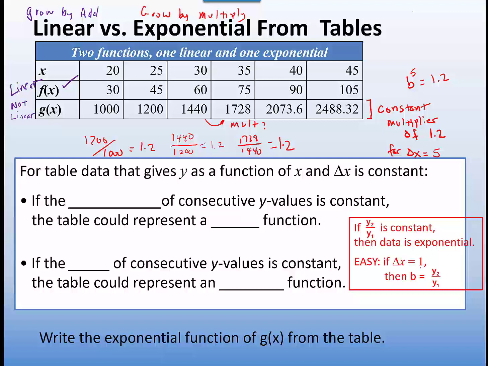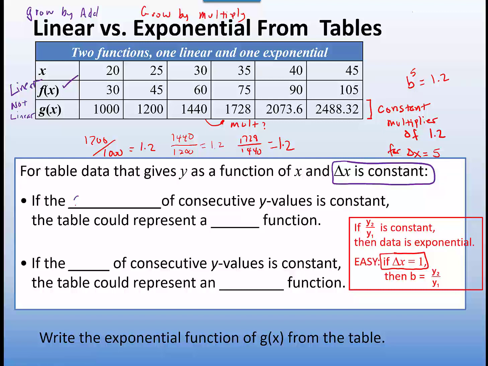Now, down here I put up this little note. It's really easy if delta x is 1, because then you're going to have b really fast. But let's summarize what we just came up with here. So, in a table of x and y's, if you have a constant delta x, so it's counting by the same number, 10, 20, 30, 40, delta x is 10. In this case, 20, 25, 30, 35, it's counting by 5s. If it's 20, 21, 22, 23, it's counting by 1s. So you've got to have the same x increment. And if you do, it's easy to tell if the data is linear or exponential.